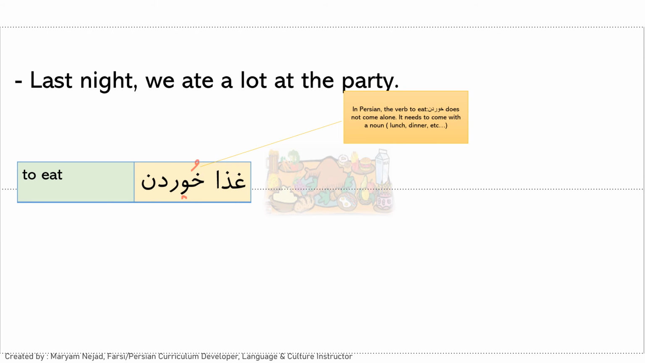And then now the rest of the vocab. So last night is دیشب, and then a lot is خیلی, and at is either dar or to. To is used in the informal spoken language, and then party is mehmani, and mehmuni is the informal pronunciation of it.